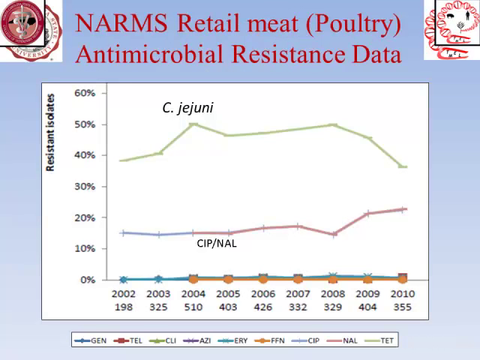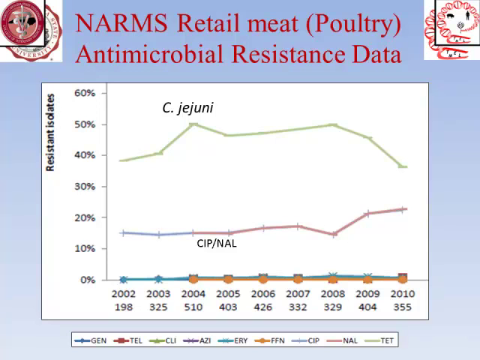Now here's the NARMS data I want to show you. This is United States data from the National Antimicrobial Resistance Monitoring System. Every year in 15 states, they go to different supermarkets, collect 40 samples, and process them for 4 different pathogens. They release a report every year showing the levels of resistance in different pathogens and different meat products. So this is what we have.